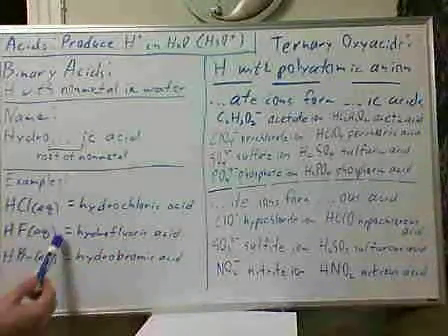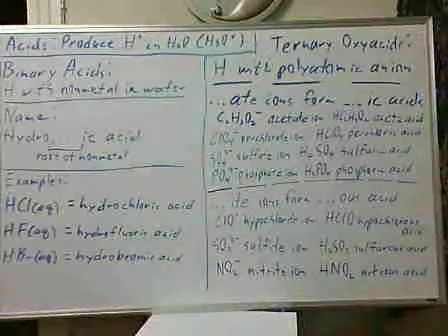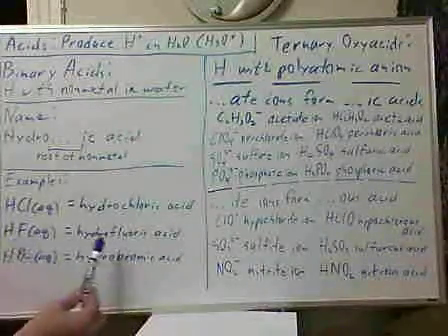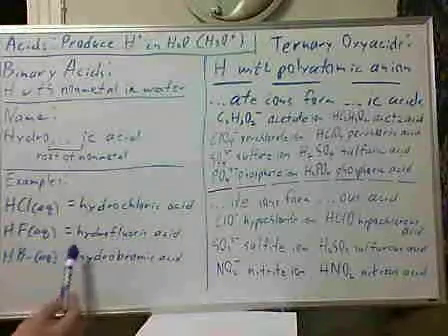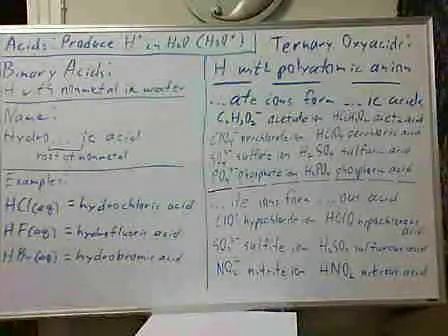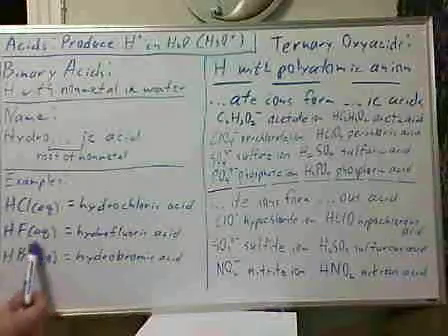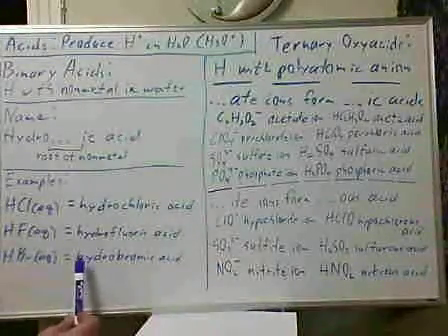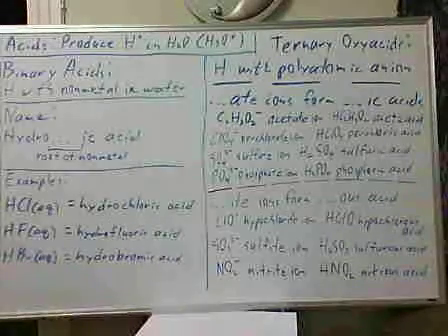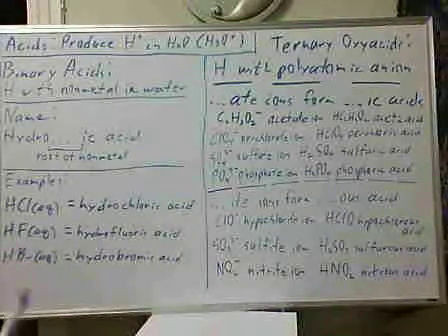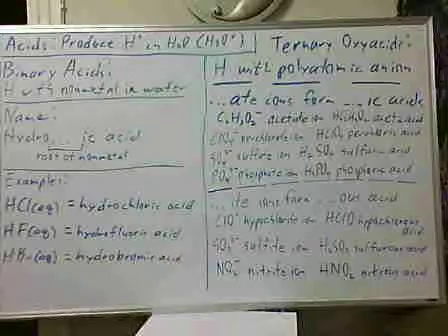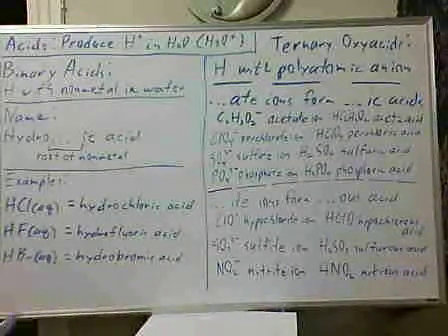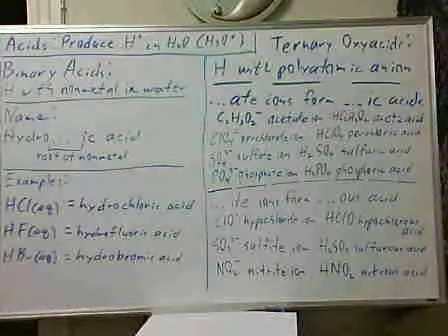Hydrogen with fluorine, hydrogen fluoride, when we dissolve hydrogen fluoride in water, the fluorine becomes the root here, so hydrofluoric acid. When we dissolve hydrogen bromide in water, it becomes hydrobromic acid. So hydro is only with the binary acids. Only when we have hydrogen with one other nonmetal do we use hydro in the name of the acid.